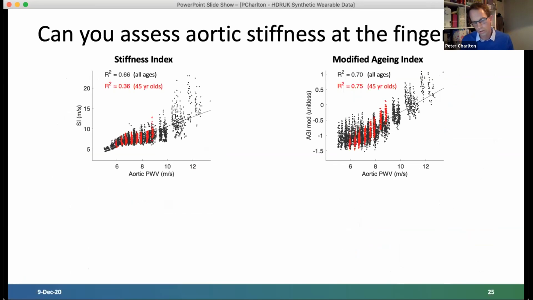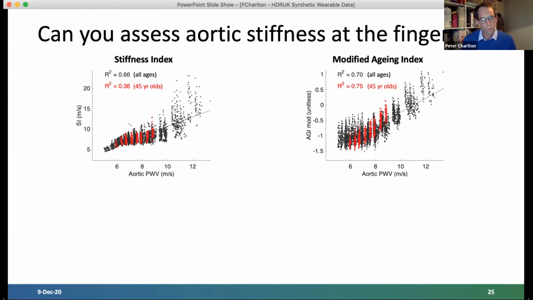And here are the results plotted as the reference stiffness measurement, the aortic pulse wave velocity on the x-axis, against the index extracted from the PPG pulse wave. And the first thing to notice is that the coefficient of determination R squared across the whole age range, shown in black, is relatively high for both these indices, suggesting that they may have some use for inferring arterial stiffness.